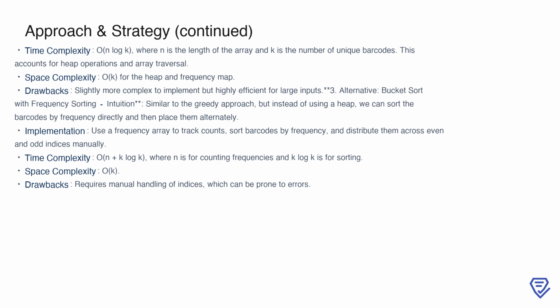As an alternative, we can use a bucket sort approach combined with frequency sorting. Here, we first count the frequencies of each barcode, sort them by frequency, and then manually distribute them between even and odd indices. The time complexity for this method is O(n) plus k log k, where O(n) comes from counting frequencies and k log k is for sorting the unique barcodes by frequency. The space complexity remains k.